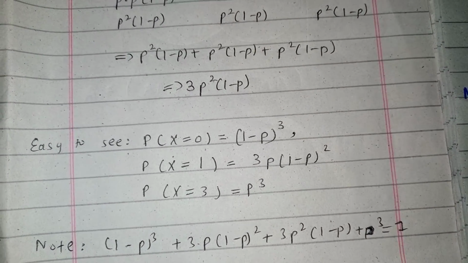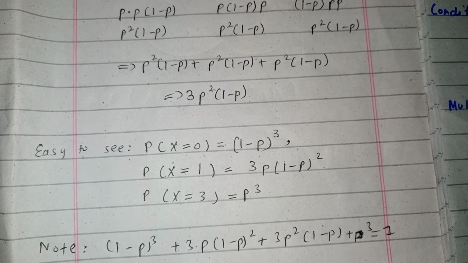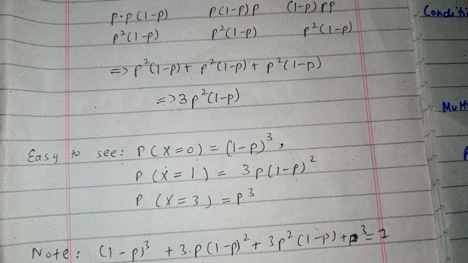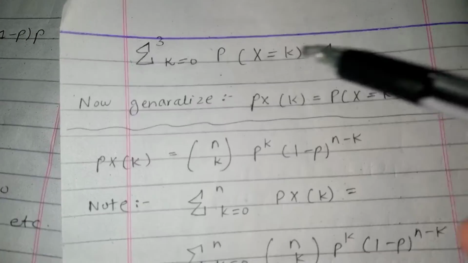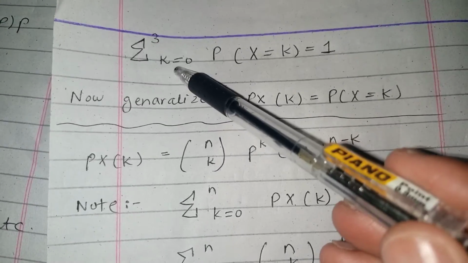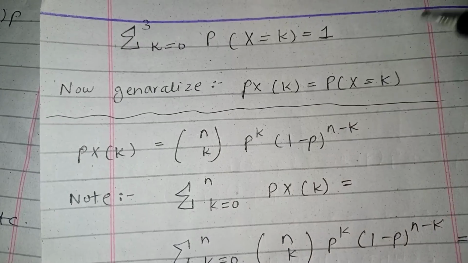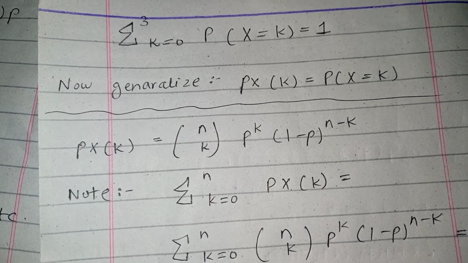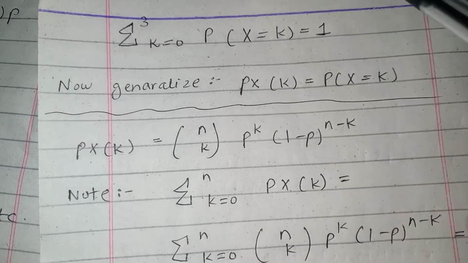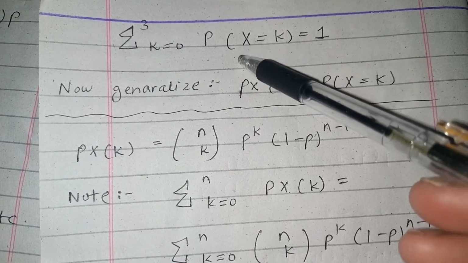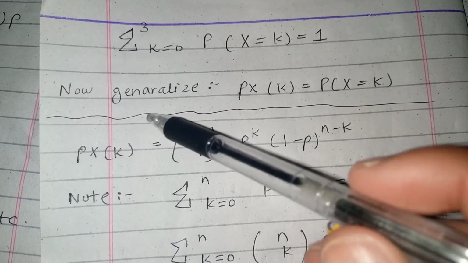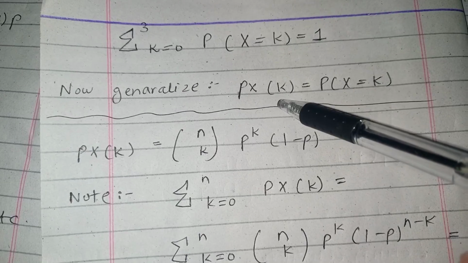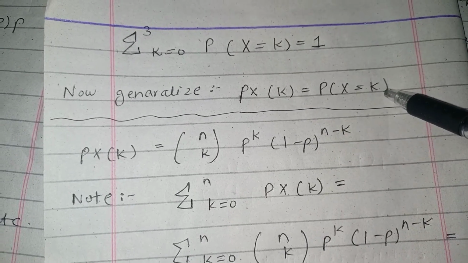That's known as what? That's known as P of S is equal to 1 actually. Let's say now we're going to generalize, but first we do it for k equal to 0 up till 3. Let's say we perform 0, 1, 2, 3, so there are 4 units from 0 to 3, and the sum of probabilities of x equal to k is equal to 1. Now generalize P of x equal to k.